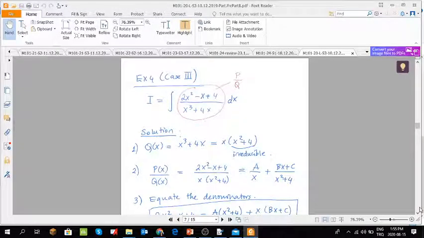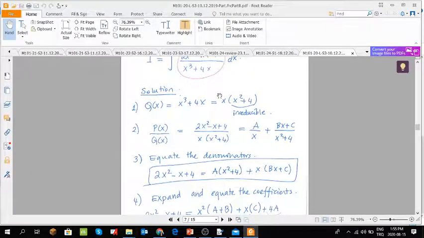This example is a case 3 example. This is again p over q, polynomial over polynomial. We look at the q and factor it out. We have x squared plus 4. X squared plus 4 is irreducible. And then what? Then p over q is equal to A over x plus (Bx plus C) over (x squared plus 4). This is what the theory says.